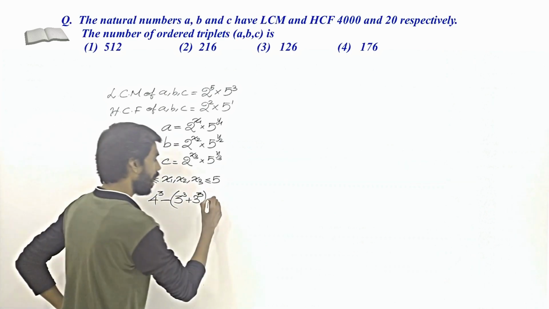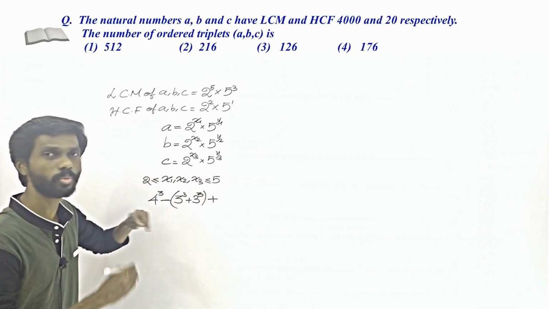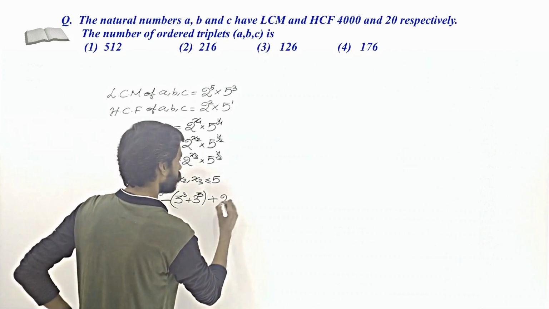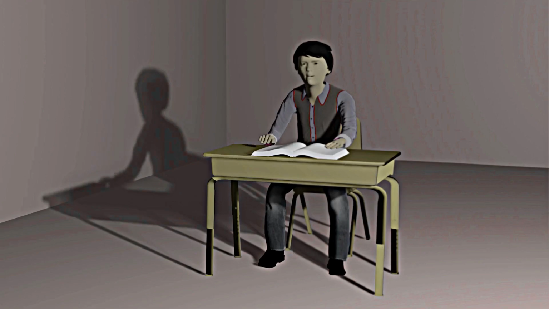Now we have to add the cases in which both the numbers are excluded. So if 2 and 5 are removed from the list, we are just left with 3 and 4. So only 2 choices for each number, 2 to the power 3. Alright. Why are you adding the last term instead of subtracting?